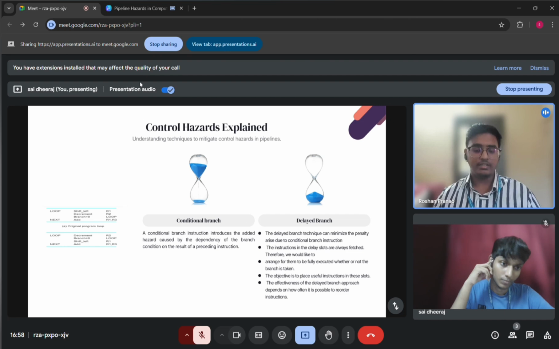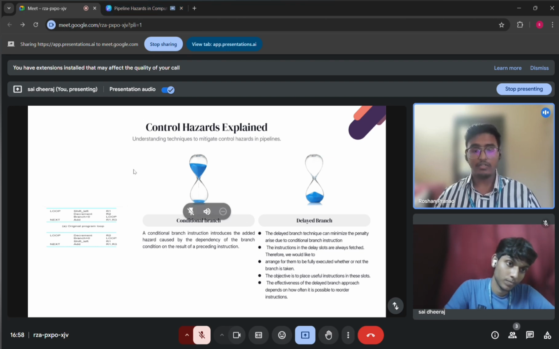So we go on to the delayed branch. Delayed branch is a technique used to minimize the impact of control hazards. In a delayed branch, the instructions following the branch are always executed regardless of branch outcome. This technique effectively hides the branch delay by executing useful instructions while the branch decision is being made. The effectiveness of the delayed branch approach depends on how often it is possible to reorder the instructions. The main objective is to place useful instructions in these slots.